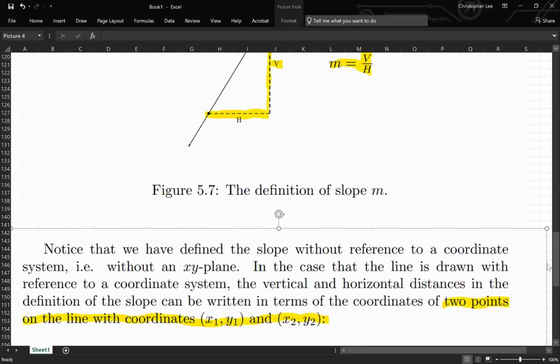So notice that we have defined the slope without reference to a coordinate system, that is, without the xy plane. In the case that the line is drawn with reference to the coordinate system, the vertical and horizontal distances in the definition of a slope can be written in terms of the coordinates of 2 points on the line with coordinates x1, y1, and x2, y2.